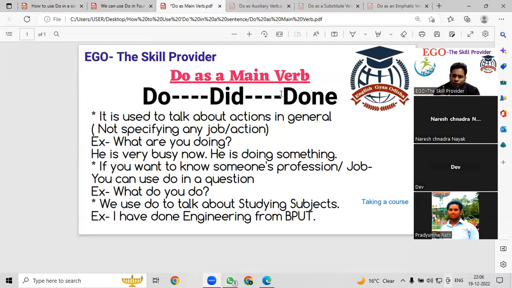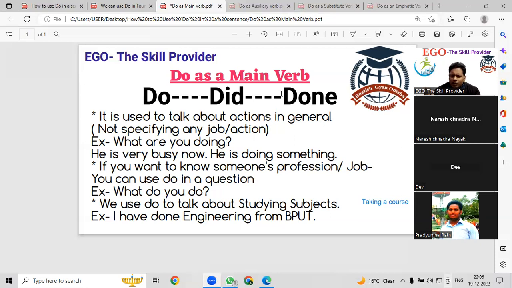But whenever it comes to a general thing, you are trying to express a general thing, how exactly are you going to say? So you can use the do verb. Check it out. What are you doing? I don't know what exactly you are doing. So I'm asking what you are doing. It's a general thing.